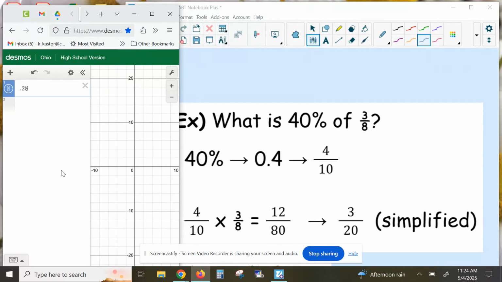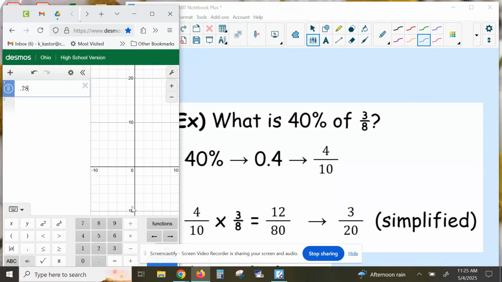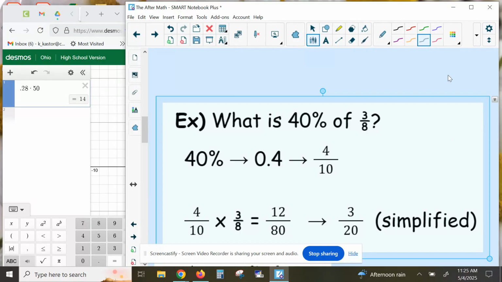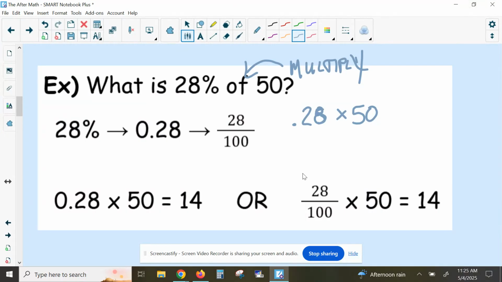Oh my gosh, I can't even do this. I'm not going to do this on Desmos because I can't see the, oh, wait, there it is. Beep. Times 50, and you get 14 as your answer. There we go. So they put this in, you can do that like that, or you could do it 28 over 100 times 50. I don't know why you would choose this method, but obviously that's an option.